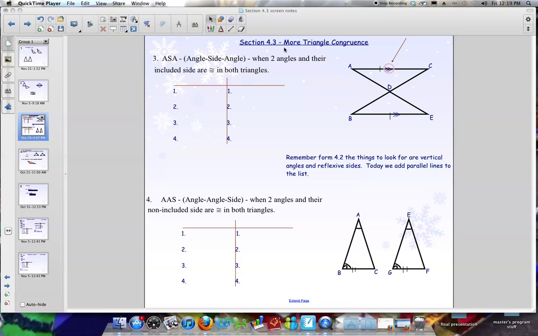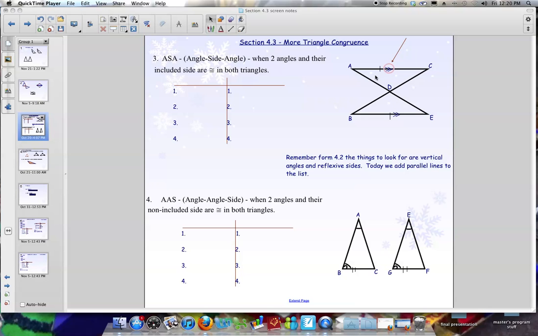This lesson is on the second part of triangle congruence, which encompasses the ASA theorem and the AAS theorem. The ASA theorem stands for angle side angle. It says that when two angles and their included side, the side that's in between the two angles, in one triangle are congruent to two angles and their included side, then you can prove that the two triangles are congruent.